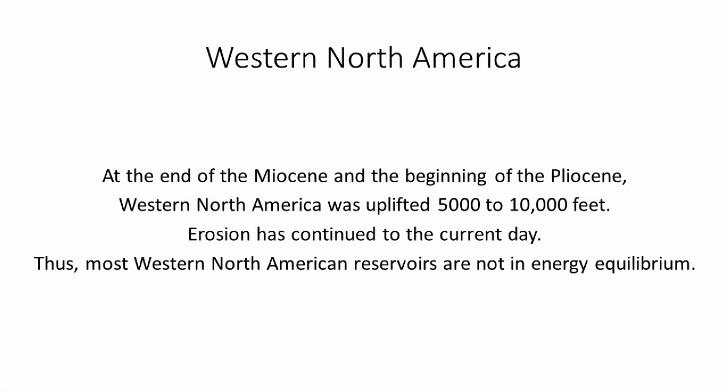For example, in western North America, at the end of the Miocene, the beginning of the Pliocene, western North America was uplifted 5,000 to 10,000 feet. Erosion has continued to the current day. The rocks run down the Mississippi River and have given us all these great tertiary reservoirs in the Gulf of Mexico. But in the meantime, we've changed the energy equilibrium in western North America. And so almost all of the western North American reservoirs are not in energy equilibrium.